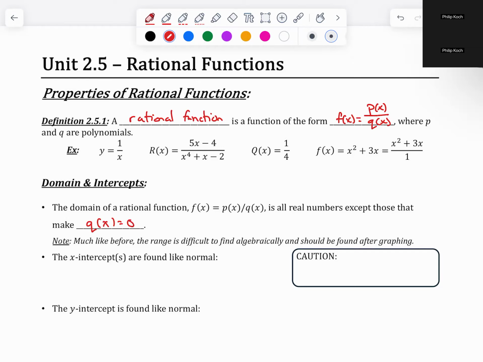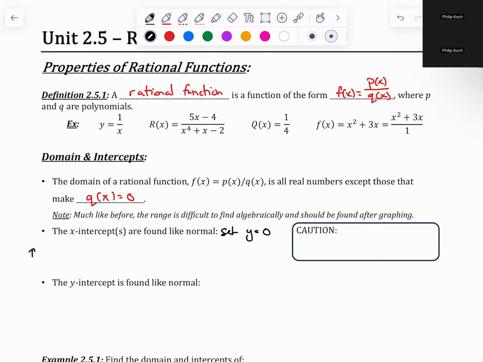Much like before, trying to find the range of a function without its graph is quite difficult. So we'll leave the graphing to find ranges, but that's it. So the x-intercepts are found like normal. It is the same process. That is, you're going to set y equal to 0. But that is, we're trying to do p of x over q of x equaling 0.